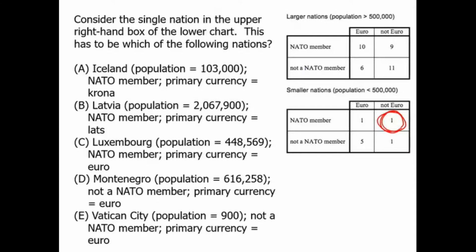Well, first of all, it is a NATO member. So we'll cross out the one that's not a NATO member. It does not use the euro, whatever that country is. So we can cross out any of the countries that use the euro. And also, its population is below 500,000, so we can cross out any country that is larger than 500,000. And the only country that remains a possibility is Iceland. Answer choice A.